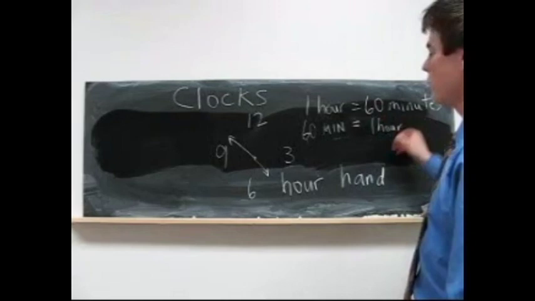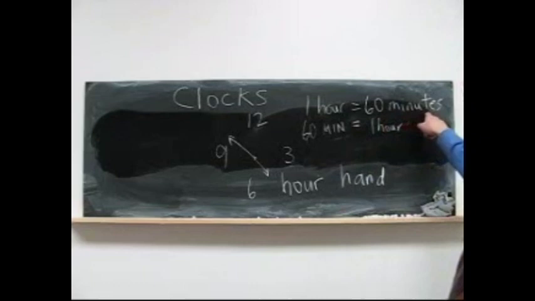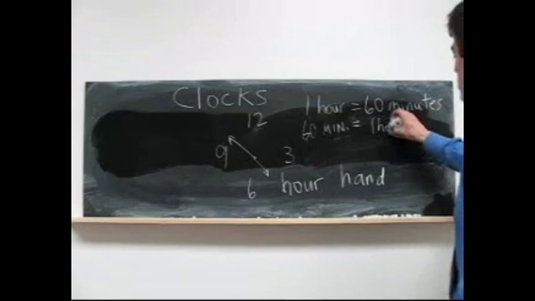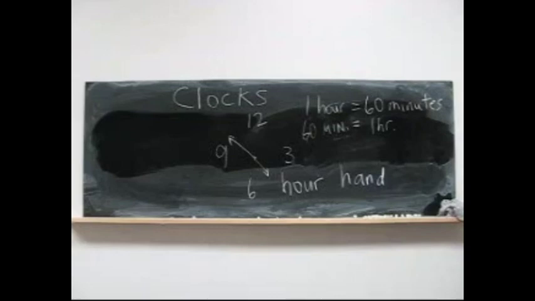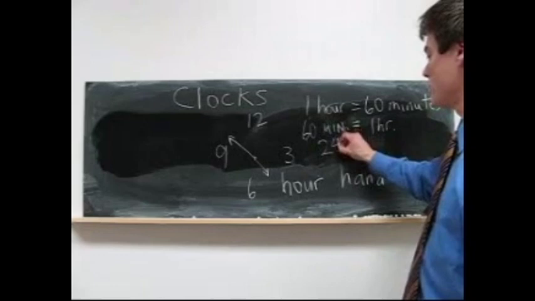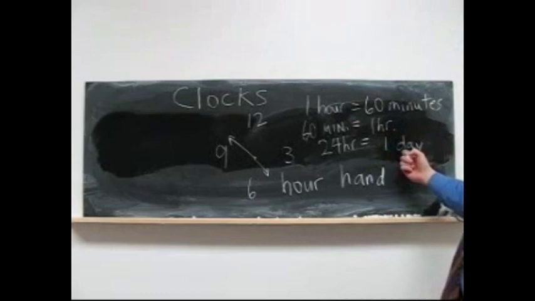Because you can say minutes, M-I-N-U-T-E-S, or M-I-N. This is short, so really, we could go like this. That shortened. 60 minutes equals 1 hour. 24 hours equals 1 day. 1 day, right? So, back to the hands.